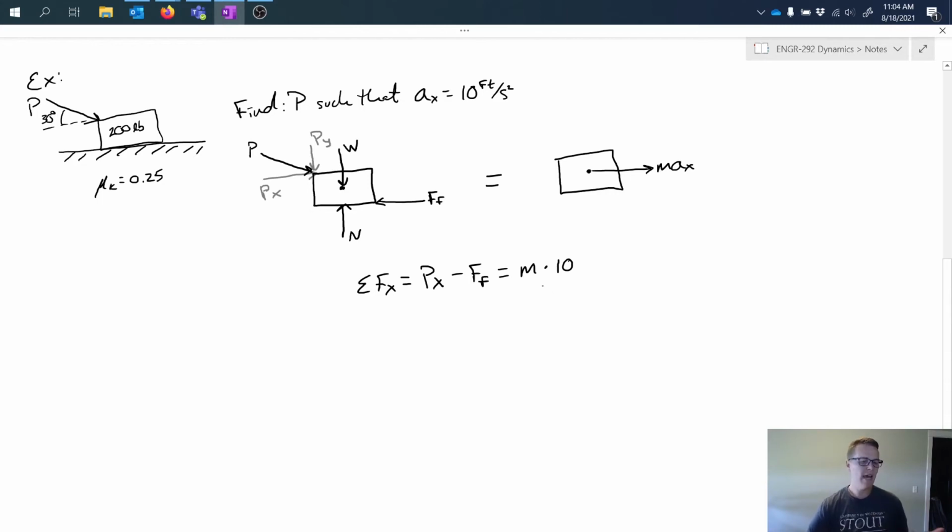Now, mass I don't actually have yet, right? However, we know that weight is equal to mass times gravity, and therefore I can solve for mass given that I've specified that it weighs 200 pounds.